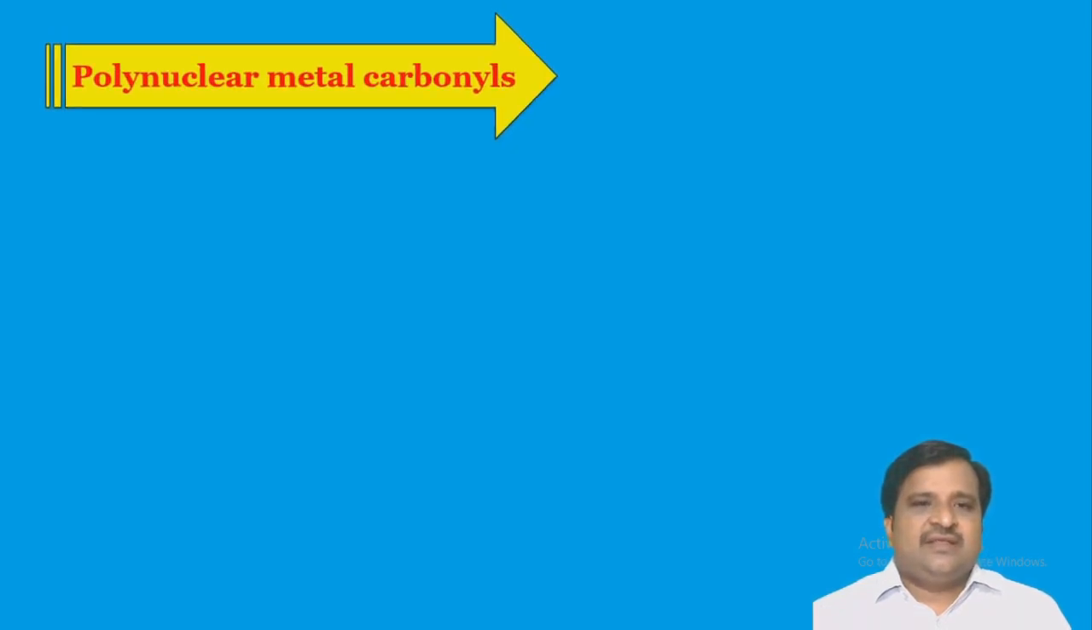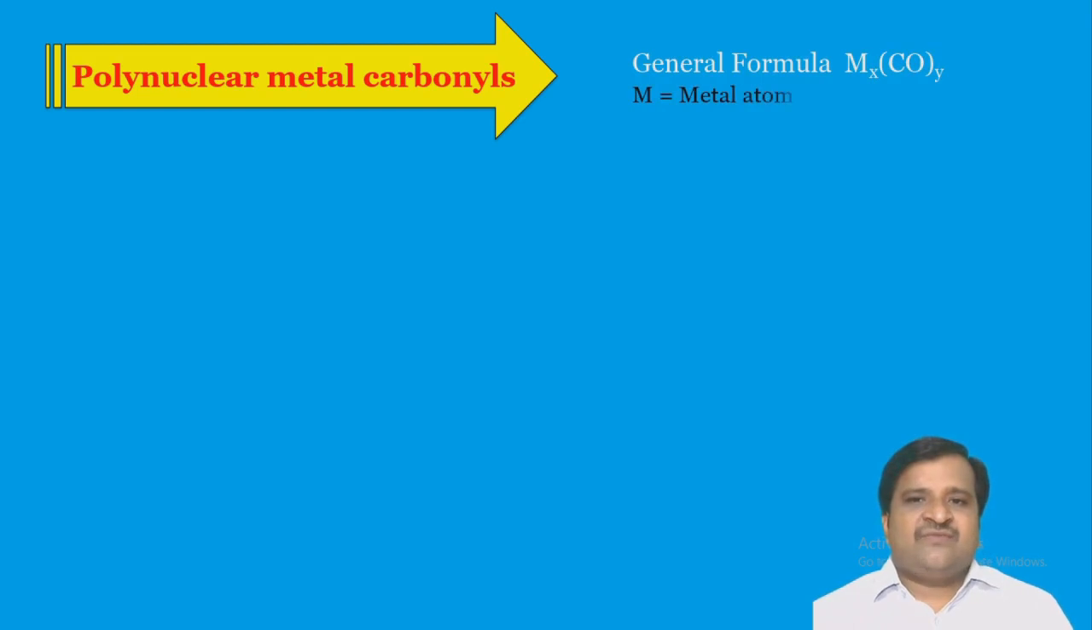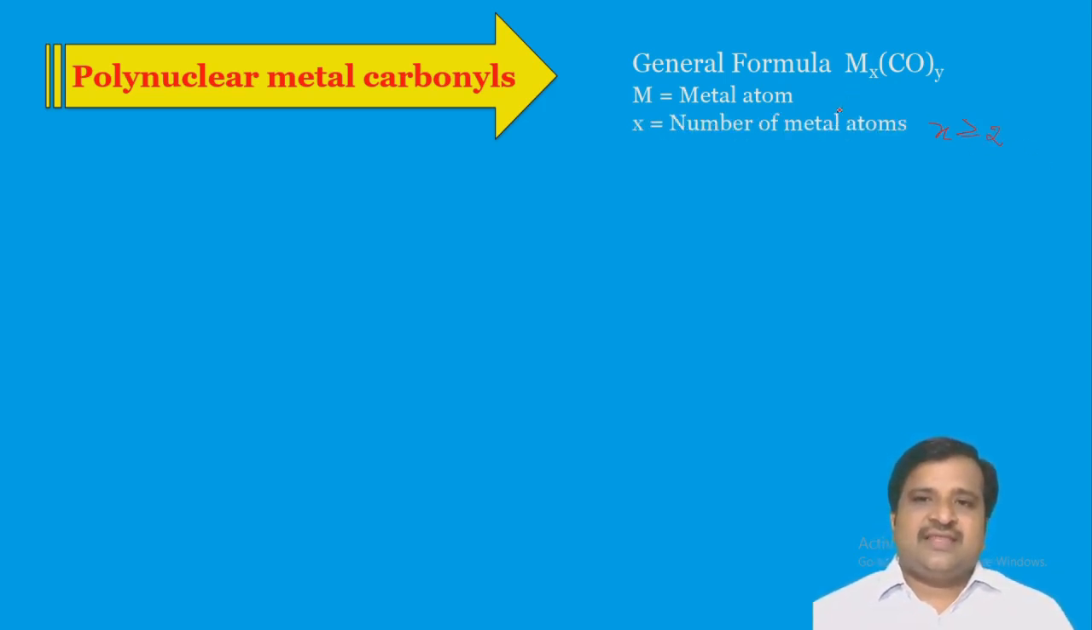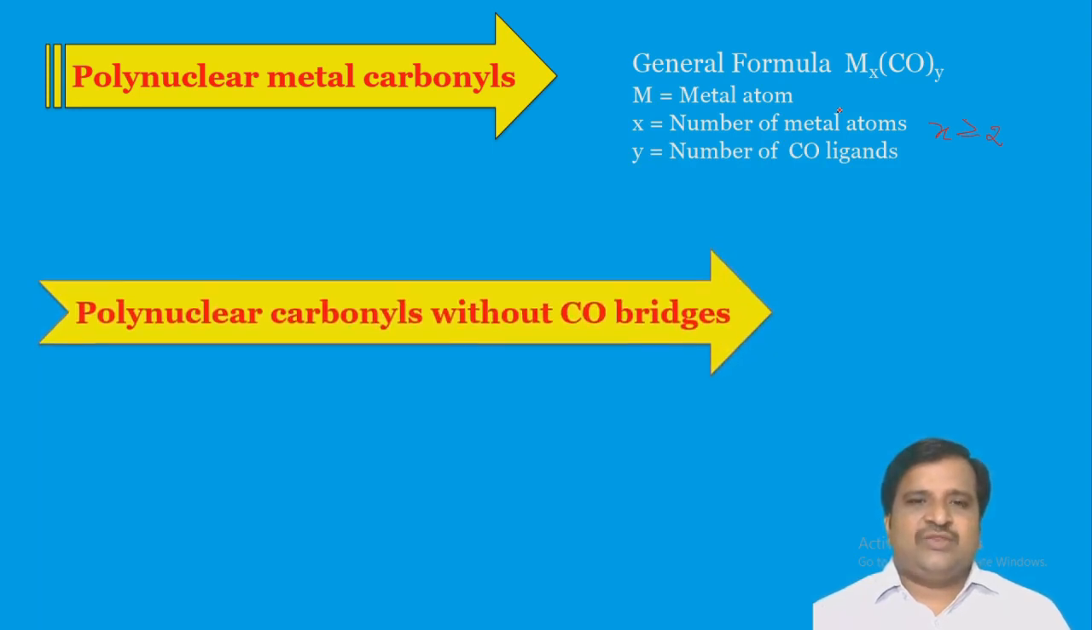So the next one is polynuclear metal carbonyls. Poly means two or more metal atoms are present in the metal carbonyls. The general formula is Mx(CO)y, where M is the metal atom and X is the number of metal atoms. What is the X value here? X is greater than or equal to 2, that is, two or more metal atoms. And Y is the number of CO ligands. So this is the general formula for polynuclear metal carbonyls.